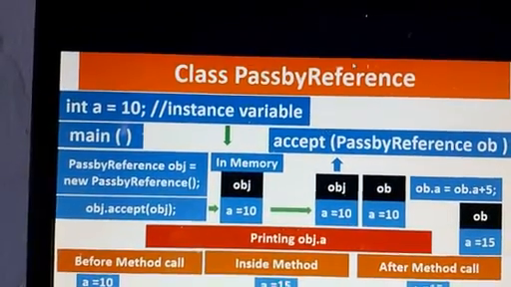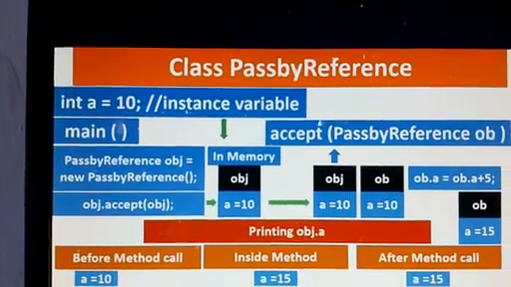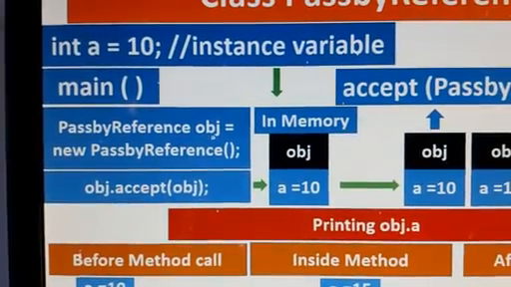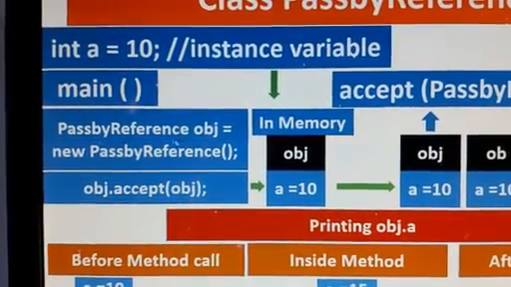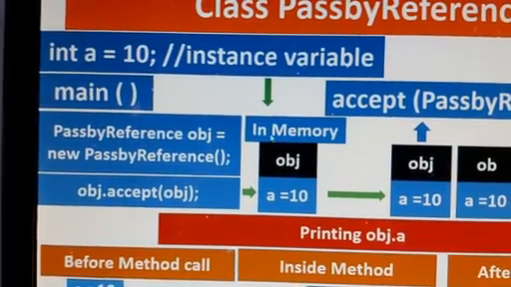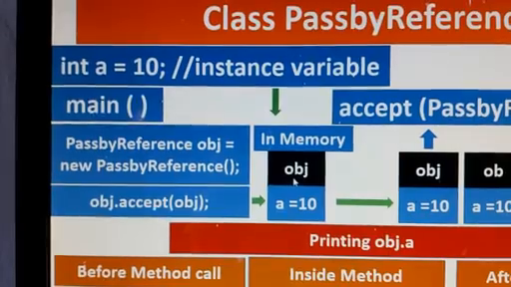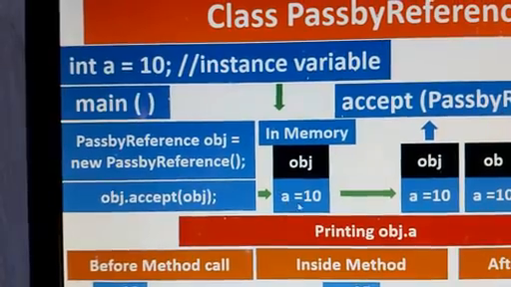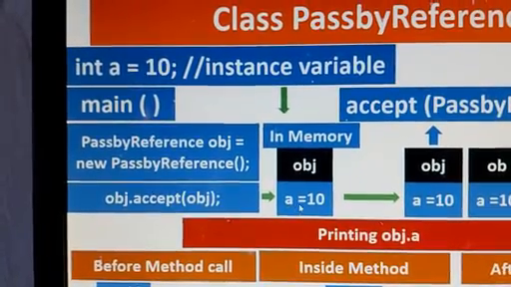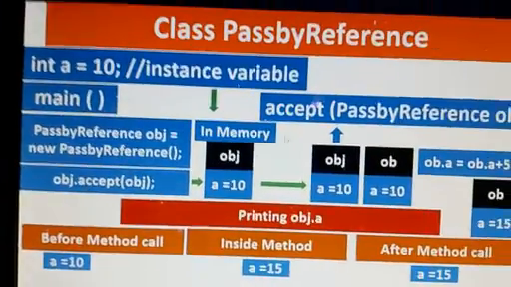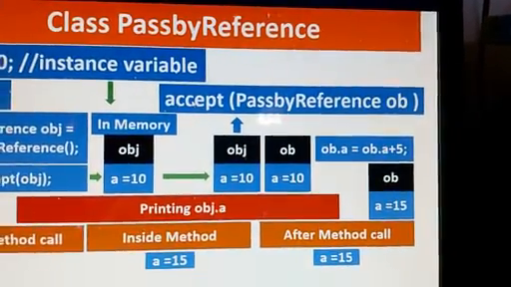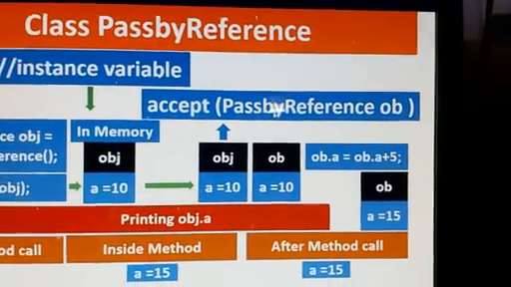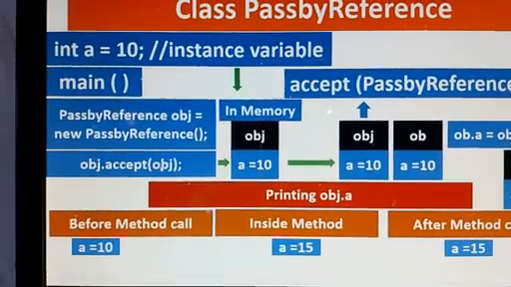Now this is the class pass by reference. Here is the instance variable, and look at the main function. Here I am creating pass by reference obj equal to new pass by reference. When this code is executed, inside the memory one object will be created, and inside the object there will be a equal to 10, because a is an instance variable. Then as accept is a non-static method, an object is required to call the method. So obj.accept. Again, the method accepts an object, so I am passing the object obj.